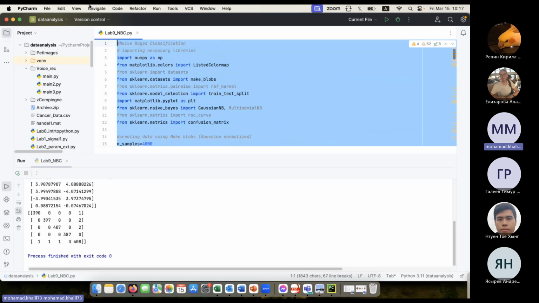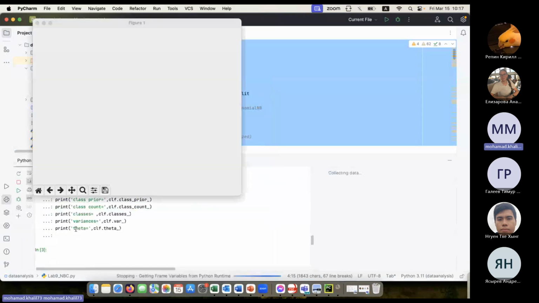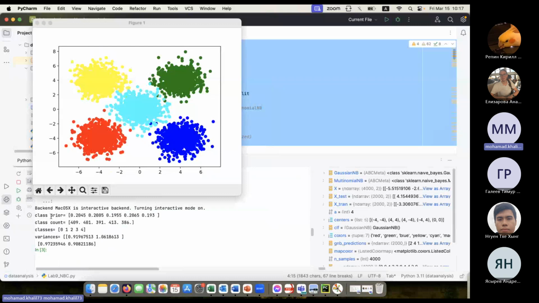I will run only this part. Look here. First, class prior 0.2, 0.2, 0.2, 0.2, 0.2, because we have the same number of words in each class. So you have here 409 in the class. Here we have 409, 401, 391, 413, and so on. We see the numbers N1, N2, N3, N4, N5, and this is P(ω1), P(ω2), P(ω3), P(ω4). And here is the probability, and here is the count. And the classes are called 0, 1, 2, 3, 4.